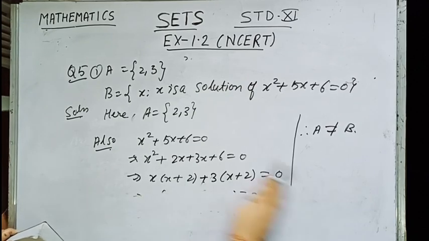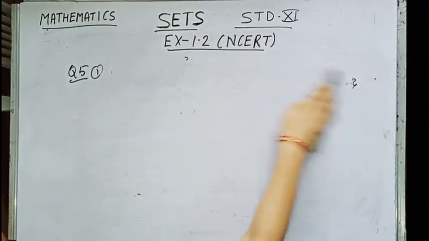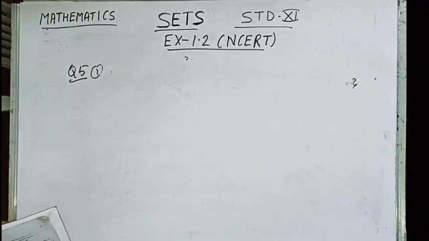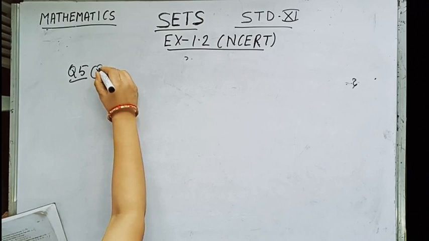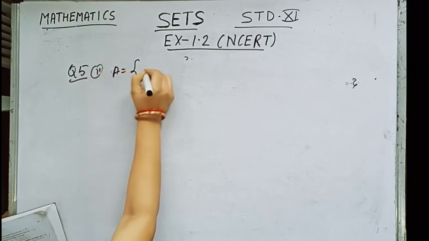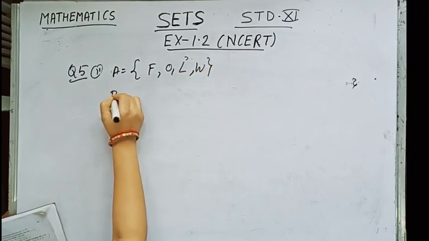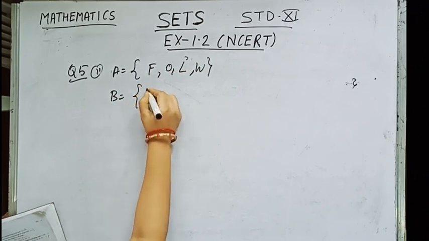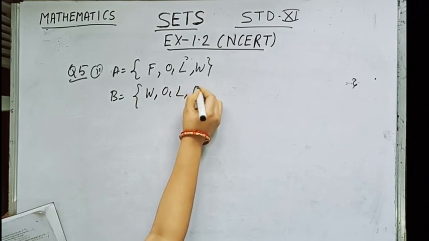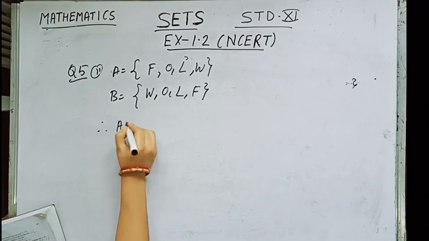Now let us go to subpart number 2. Subpart number 2 is x such that x is a letter in the word follow. So let us write the answer directly. A equals {F, O, L, W} and B equals {y such that y is a letter in the word wolf}. So {W, O, L, F}. Obviously the letters in A and B are same. Therefore A equals B.